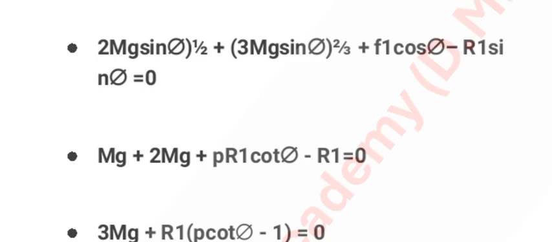You have 3mg sine theta times 2/3. The 3 will cancel the 3 down here, and you will be left with 2mg sine theta. Now, 2mg sine theta divided by sine theta, left with 2mg. Perfect. Now, here you have f1 cos theta. f1 cos theta divided by sine theta will be f1 times cot theta.